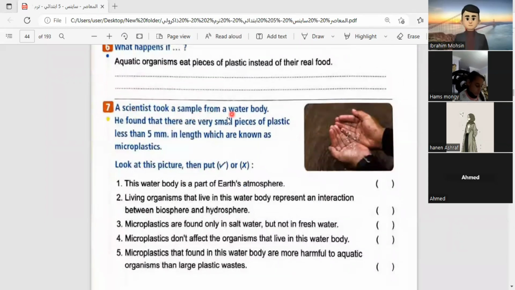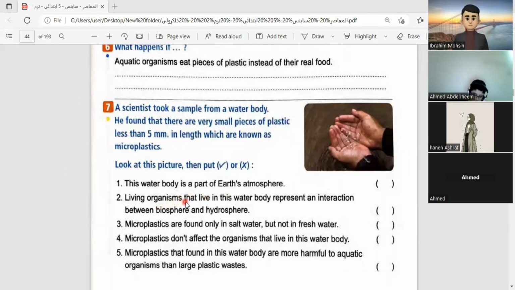Number 7: a scientist took a sample from a water body. He found very small pieces of plastic, less than 5 millimeters in length, which are known as microplastics. Look at these pictures and put true or false. Number 1: this water body is a part of Earth's atmosphere. No, it's not true. This water body is a part of Earth's hydrosphere, not atmosphere.